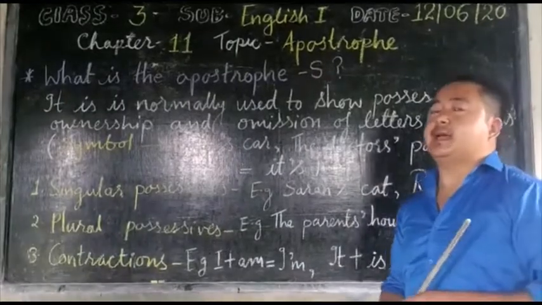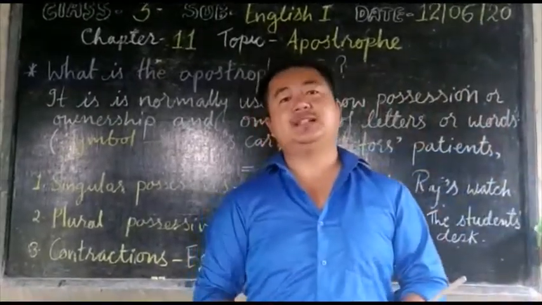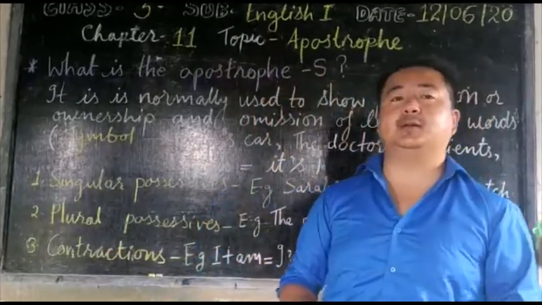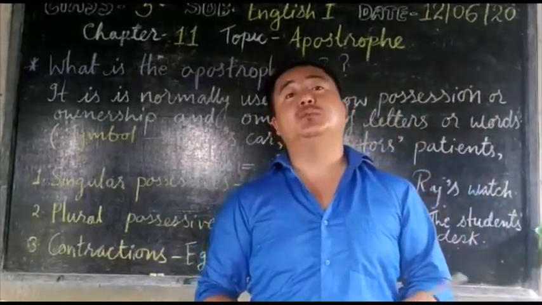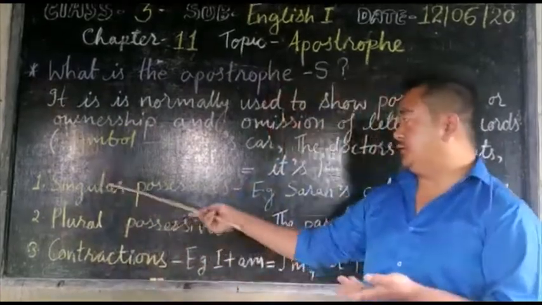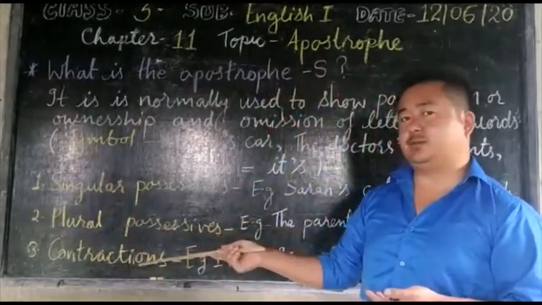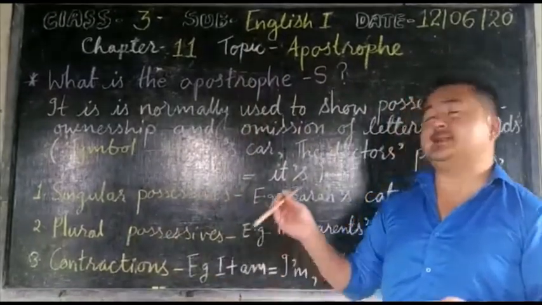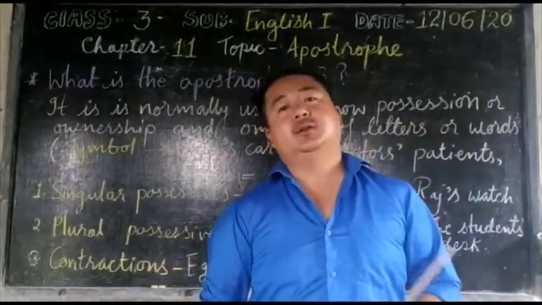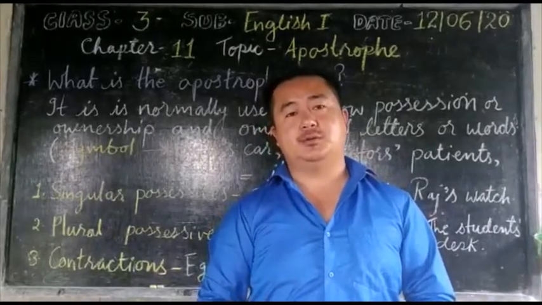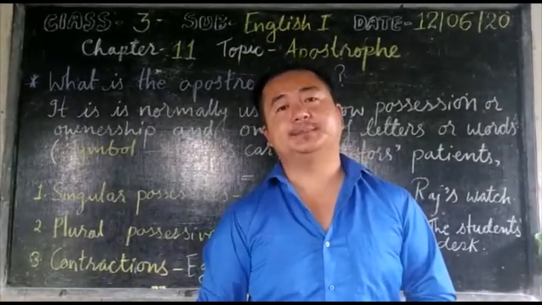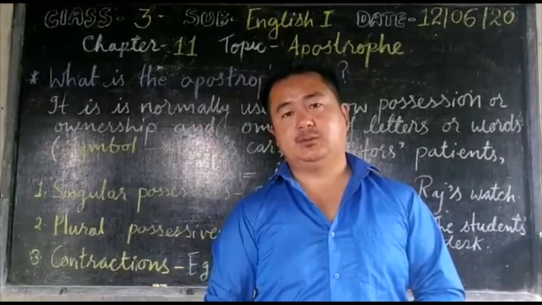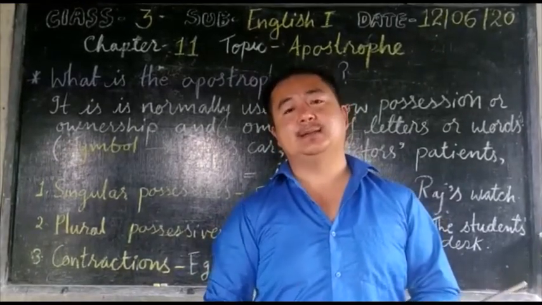There are several exercises in your textbook, and you can go through chapter 11. As you encounter various possessive or contraction cases, you can take help of this, and there are various examples given on the board. With that, you just go through the book so that you can understand. And right here, I want to wind up today's lesson.